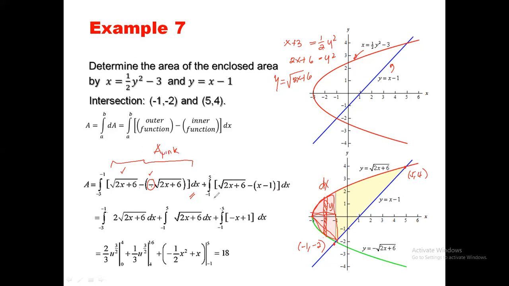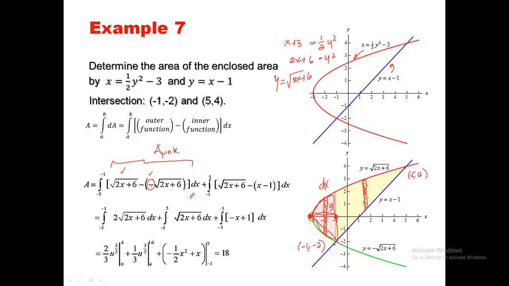So take note of the limit. It's negative 3. Since it's dx, it's using the x coordinate. So negative 3 to negative 1. Okay? Now, if you're going to separately determine again the area in this part, you still use the vertical element.